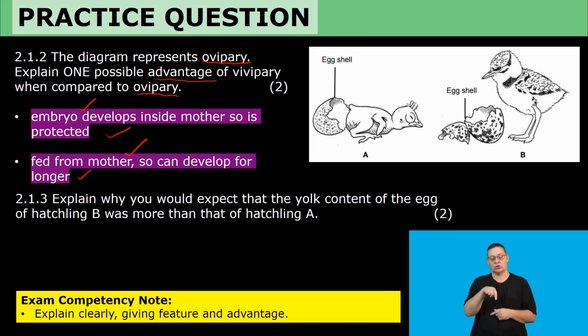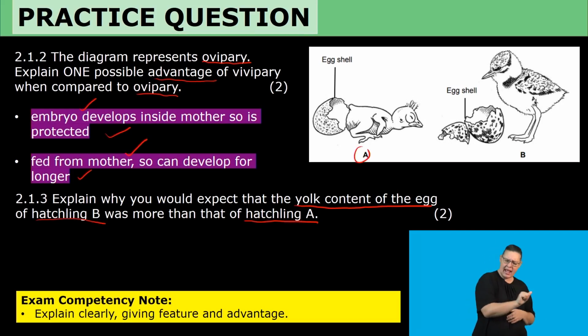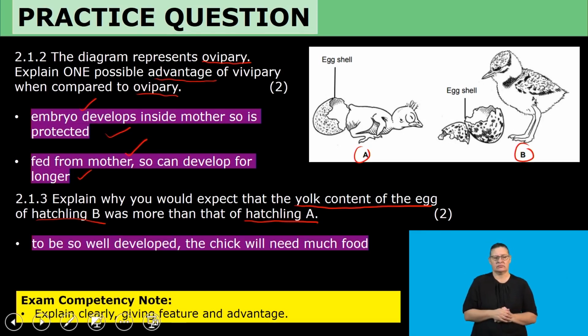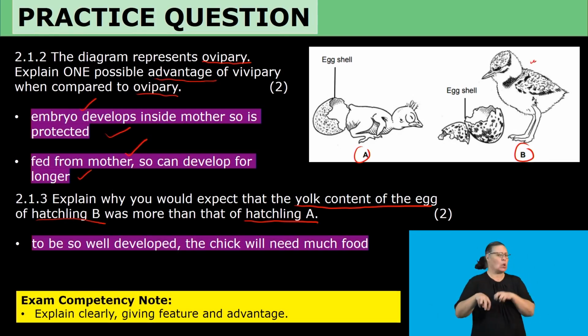Question 2.1.3, explain why you would expect that the yolk content of the egg of hatchling B was more than that of hatchling A. Look at hatchling A, look at hatchling B. We are now talking about the content of the yolk. The answer is: to be so well developed, the chick will need much food. Because this chick here is able to run around. This is an example of precocial development.